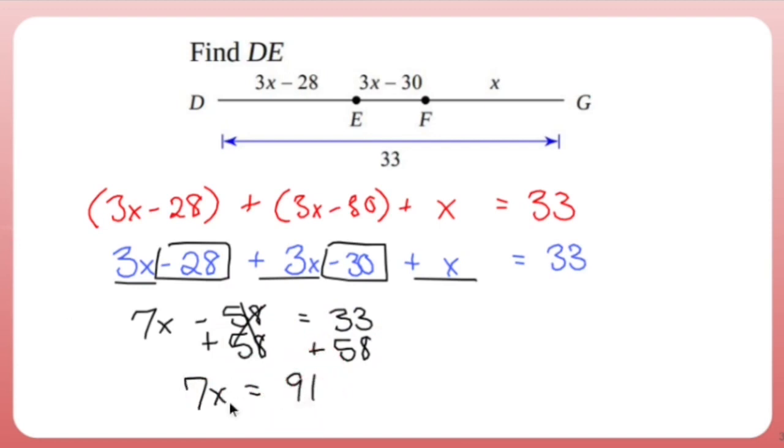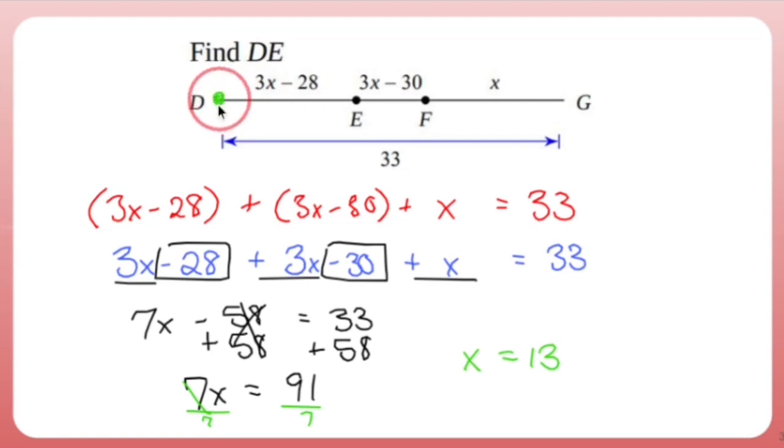Last step, since 7 is attached to x, let's detach it by dividing everything by 7. And 91 divided by 7 is 13. Now, before I circle that and say done, I'm not. It didn't ask me to find x. It asked me to find DE.